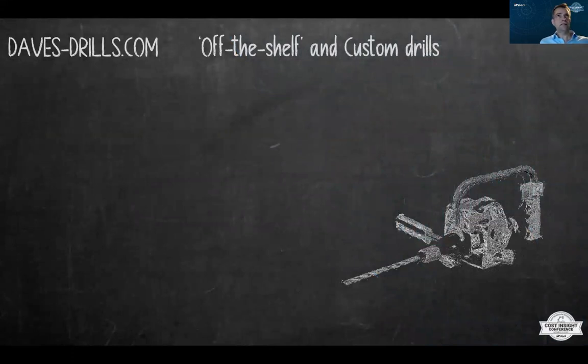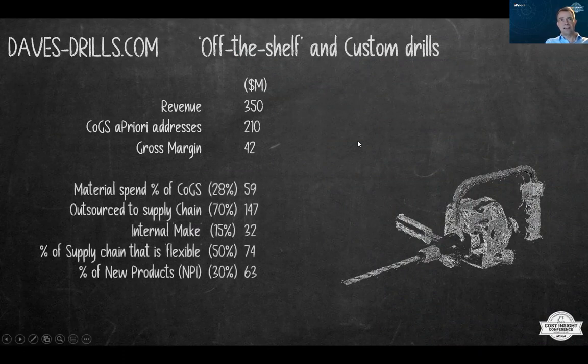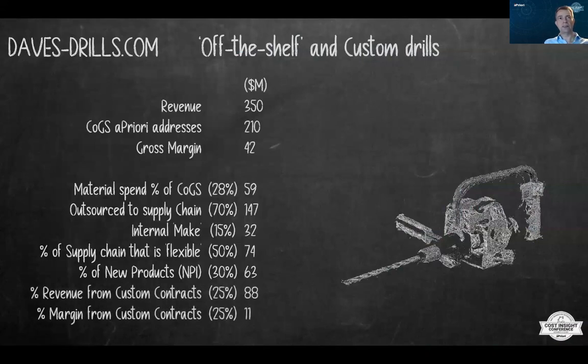I make off-the-shelf items. I make custom drills that I need to bid for in the world of mining and forestry. I turn over about 350 million, of which 210 million of cost of goods sold aPriori helps me with, and I have a gross margin of 42 million. These are some of the other stats about my organization, including the stats around how much of the business and margin comes from custom work that I have to bid on against a specification.